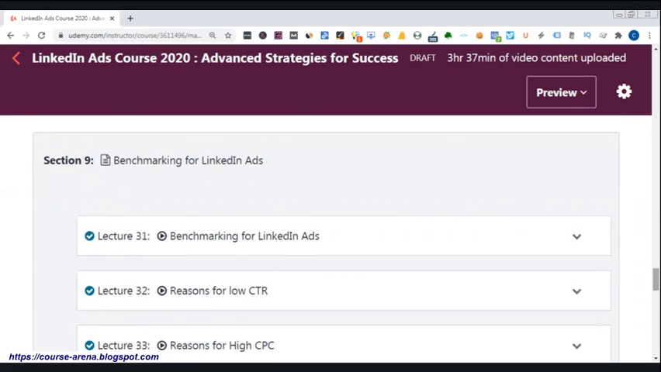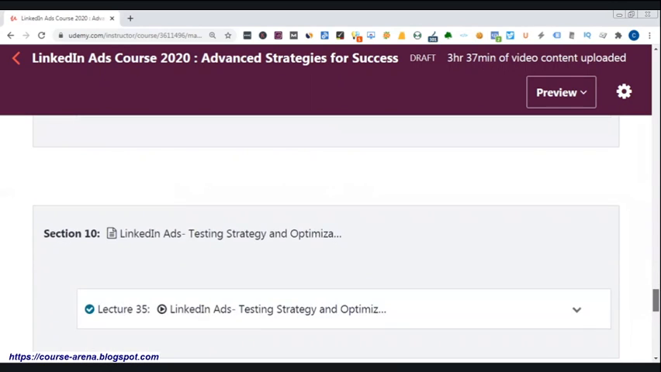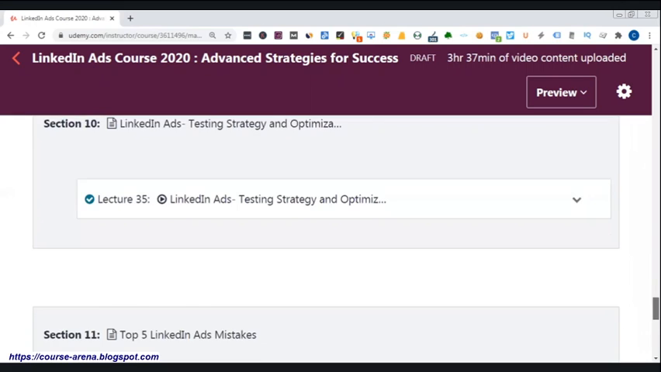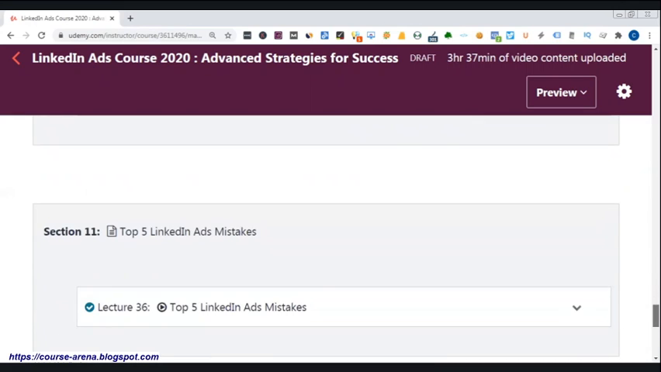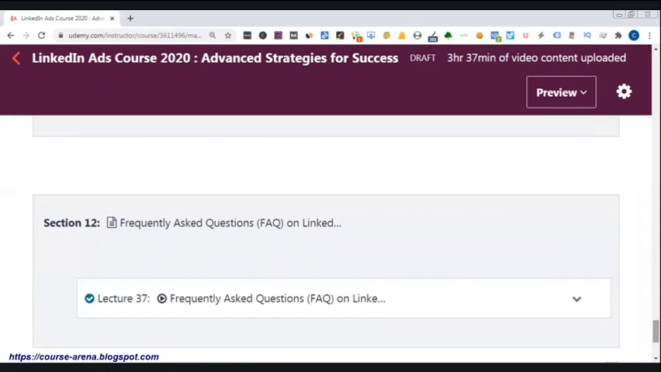What are the reasons for getting low CTR, high CPC, or low conversion rates on LinkedIn ads? What is the testing strategy for LinkedIn ads? What is the optimization schedule for LinkedIn ads? What are the top 5 mistakes that people make in LinkedIn ads? And finally, we will also be answering questions that students normally have about LinkedIn ads. So let's get started.